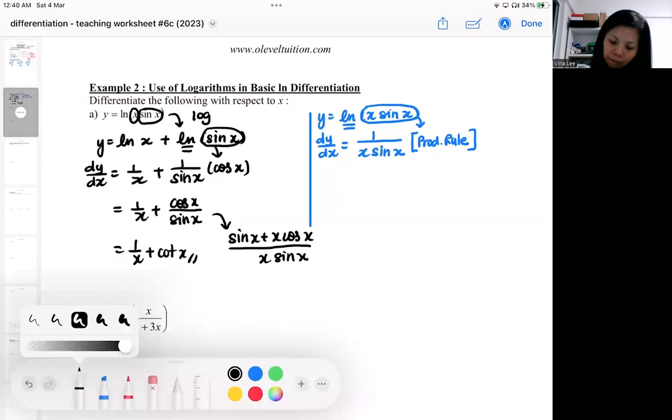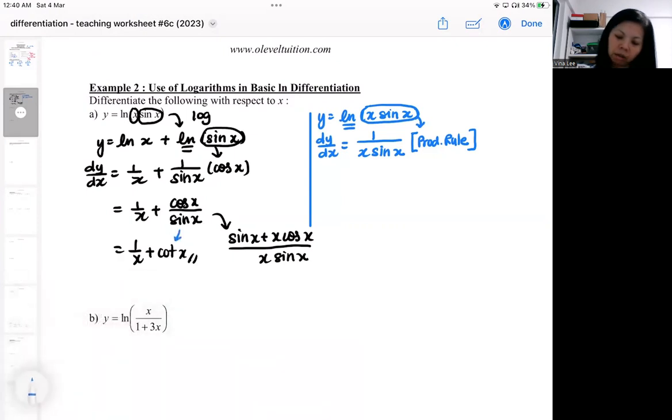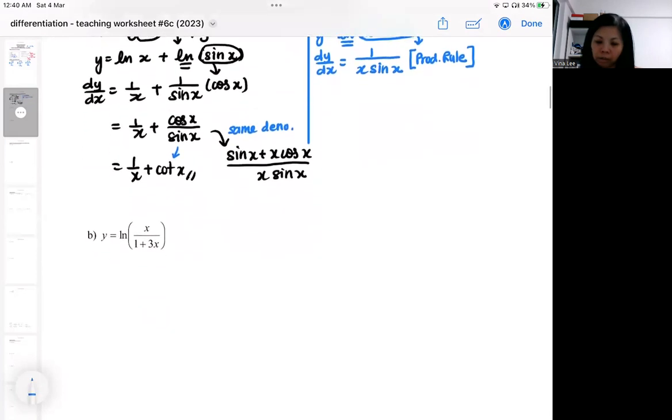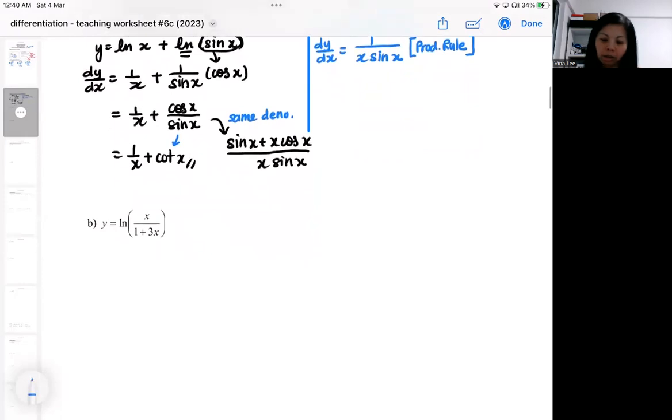Okay, so you can simplify the cosine over sine, or you can make it same denominator. So that's why for this kind of differentiation, some students find that how come my answer always looks different from the given answer? It's due to different ways of simplifying. Okay. So the next one is actually another logarithm.